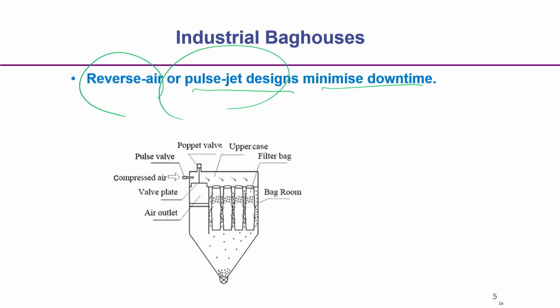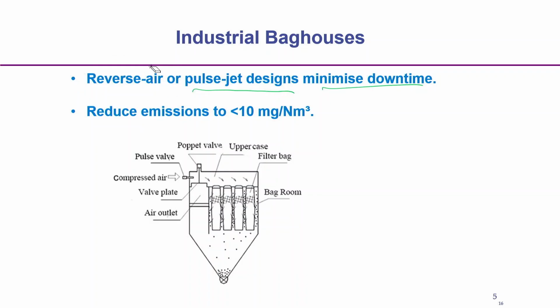Because when the dust load is very high, the dust cake formation will be very quick, and in that case we cannot frequently change the bags. So, pulse jet and reverse air flow is designed. It reduces the emission, okay, to a lower amount.